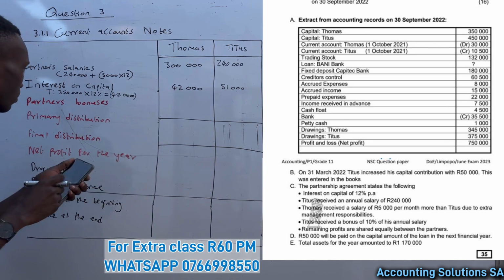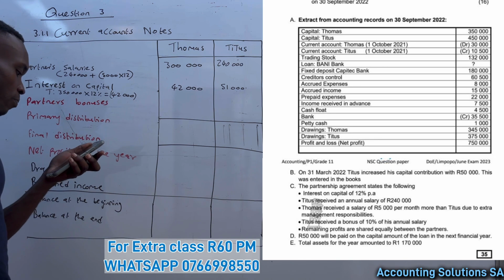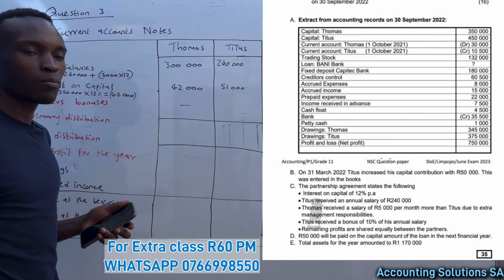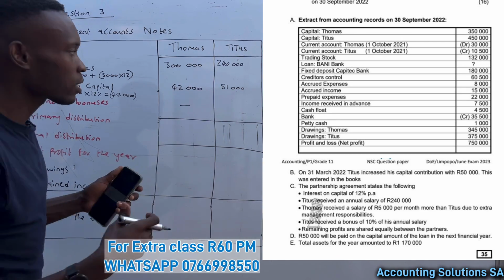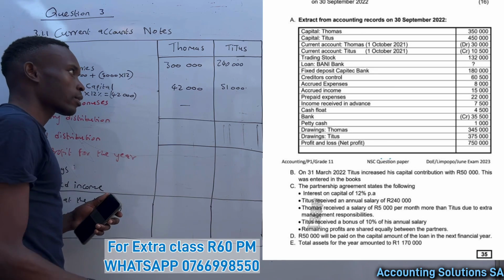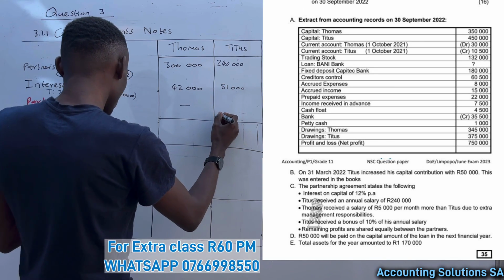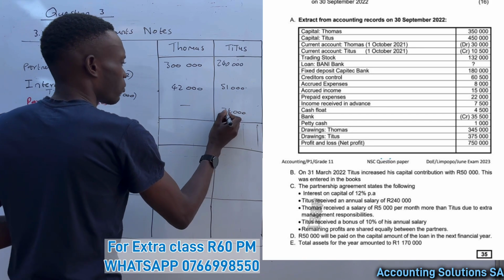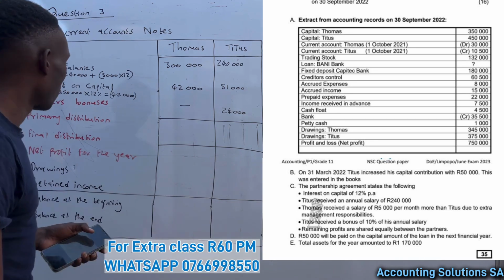Okay, then the next part, we have to check a partner's bonus. Titus received a bonus of 10% of his annual salary. Thomas does not receive any discount and any bonus. So this one is going to get what? A bonus of 10% of his annual salary. If you multiply this one by 10%, it's going to give you 24,000. Okay, that's how you calculate a bonus.